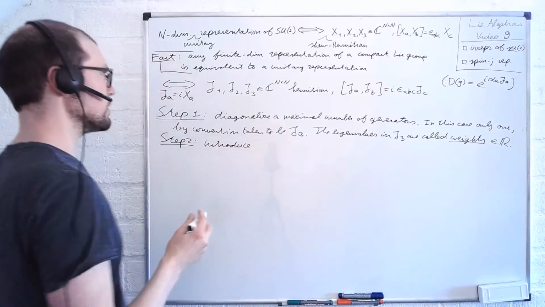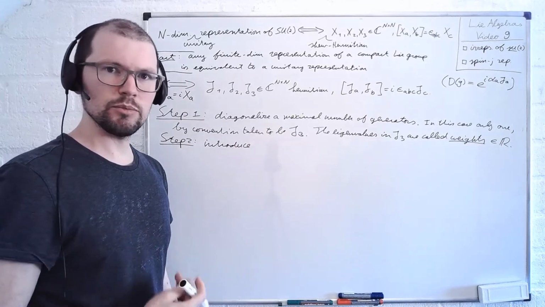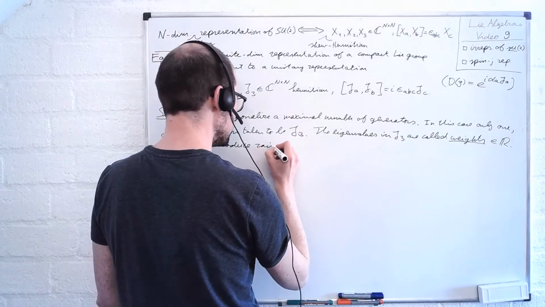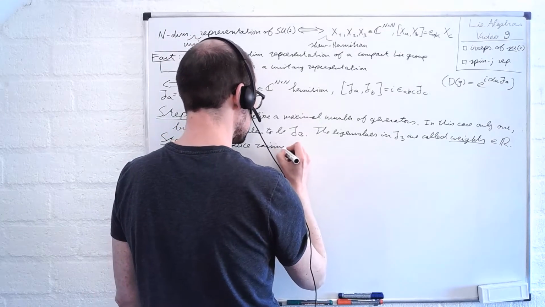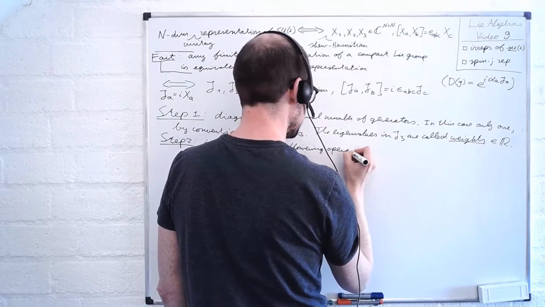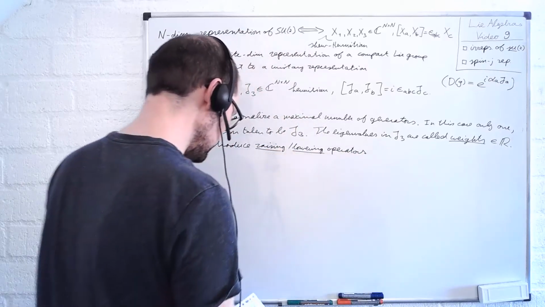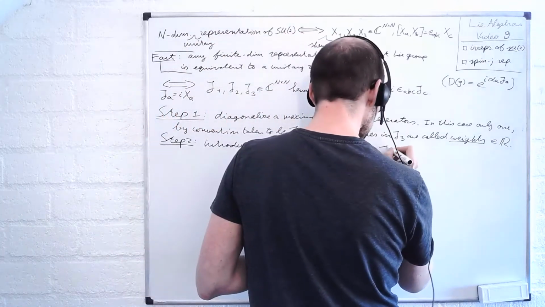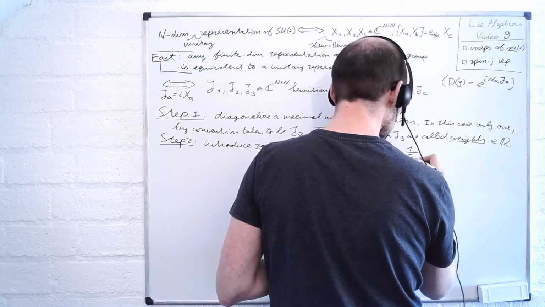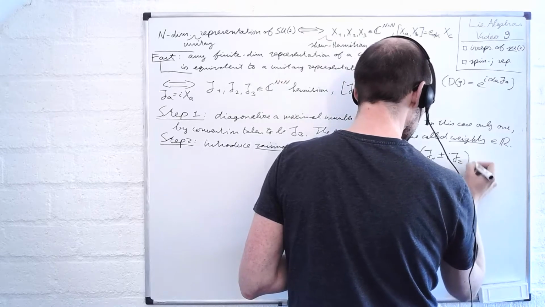What we're going to do is we can take some complex linear combinations of them that turn them into raising and lowering operators, or matrices if you like, as follows. So we write J plus minus to be 1 over square root of 2 J1 plus minus I J2.